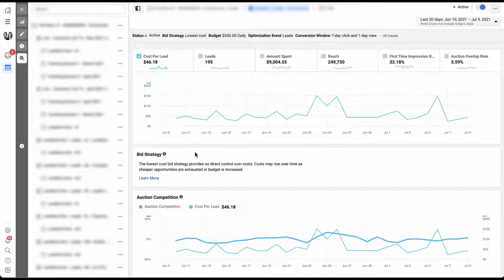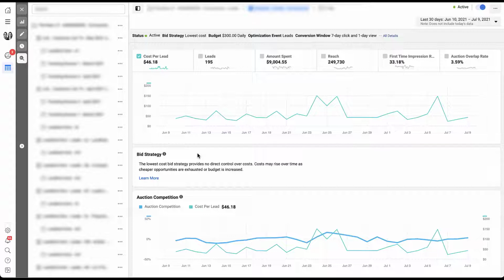So long story short, if you're utilizing the default lowest cost bid strategy, like most of my campaigns are, and my guess is that most of your campaigns are, this bid strategy section is going to probably be blank. There's not going to be anything that you can run with. Don't fret if you don't see any data here. It's probably just because you're utilizing lowest cost bid strategy.